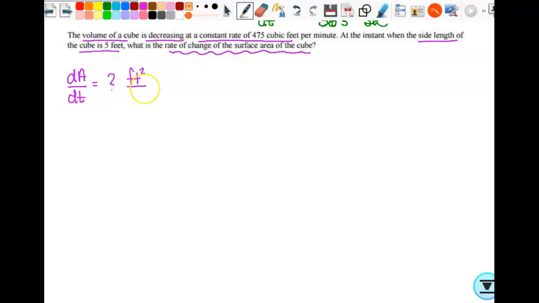And what's our time unit here? Minutes, okay? So that means since I looked for dA dt, I need to know, do I know A at this point? No, doesn't mean we can't find it. We'll get there. It's feet, okay? All right, so then it's also talking about volume. So dV dt.